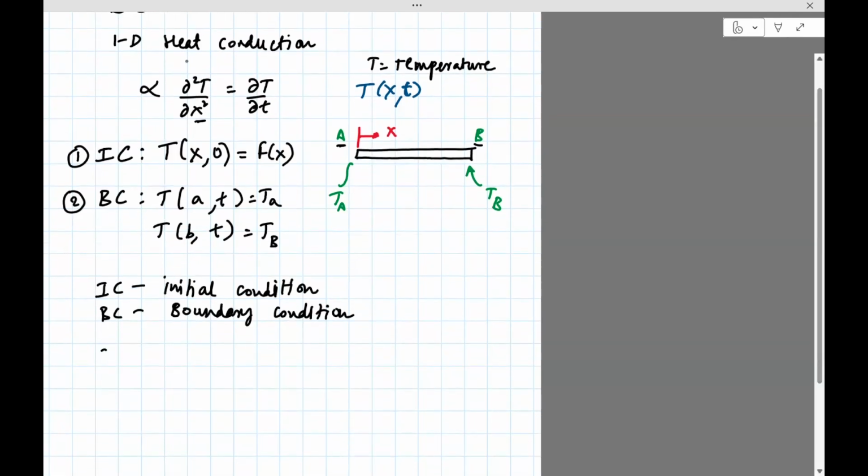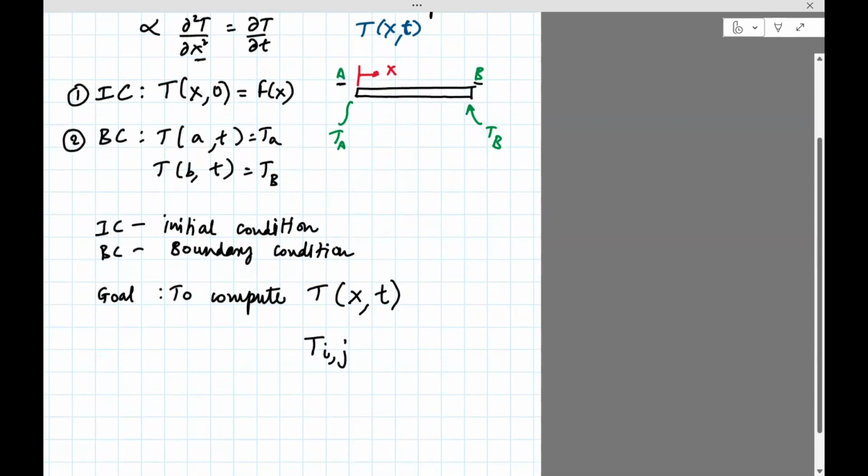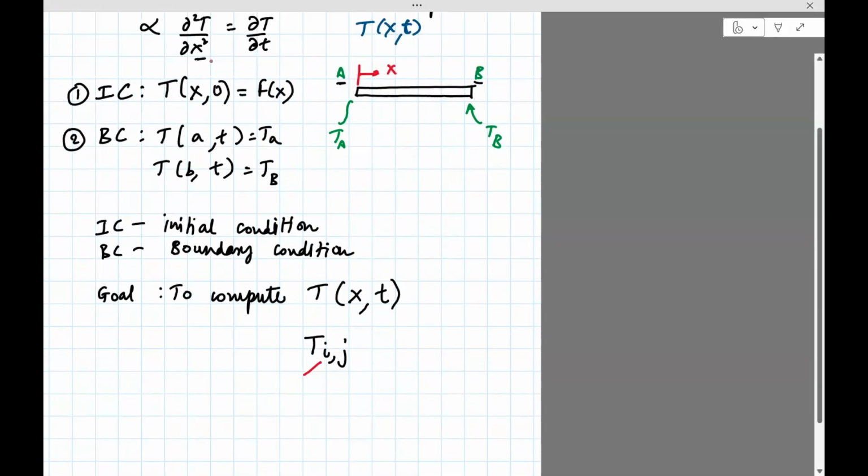So what's our goal? Our goal is to compute the temperature as a function of x, the distance from the left, and the time. Now, something like this, when you want to do it numerically, it would be nice to have an analytical formula, but most times you cannot have one, so you need to solve this numerically. So what we'll do is we'll use two indices, I and J, where I would be the spatial component and J would be the time, the temporal component.